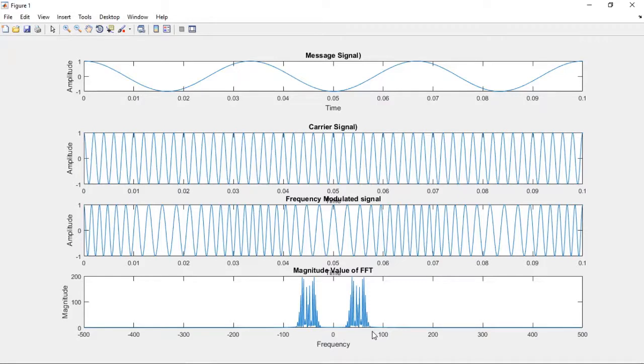The analysis of this FM wave in the time domain is very difficult. If you observe this FM wave in the time domain, we cannot know what frequencies are present in this signal, or what the amplitude of those frequency components is. By drawing the frequency spectrum, we can easily know how many frequency components are there in the given signal and what the amplitude of each of the frequency components is.